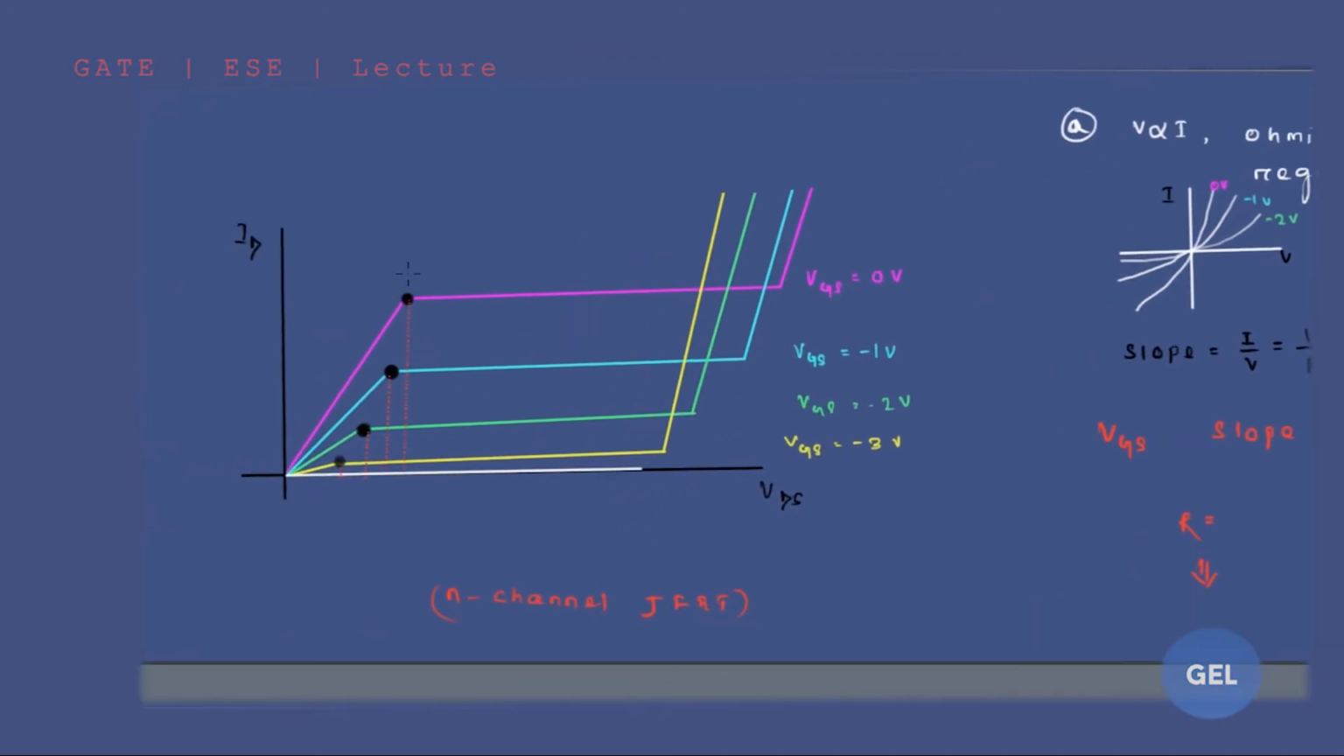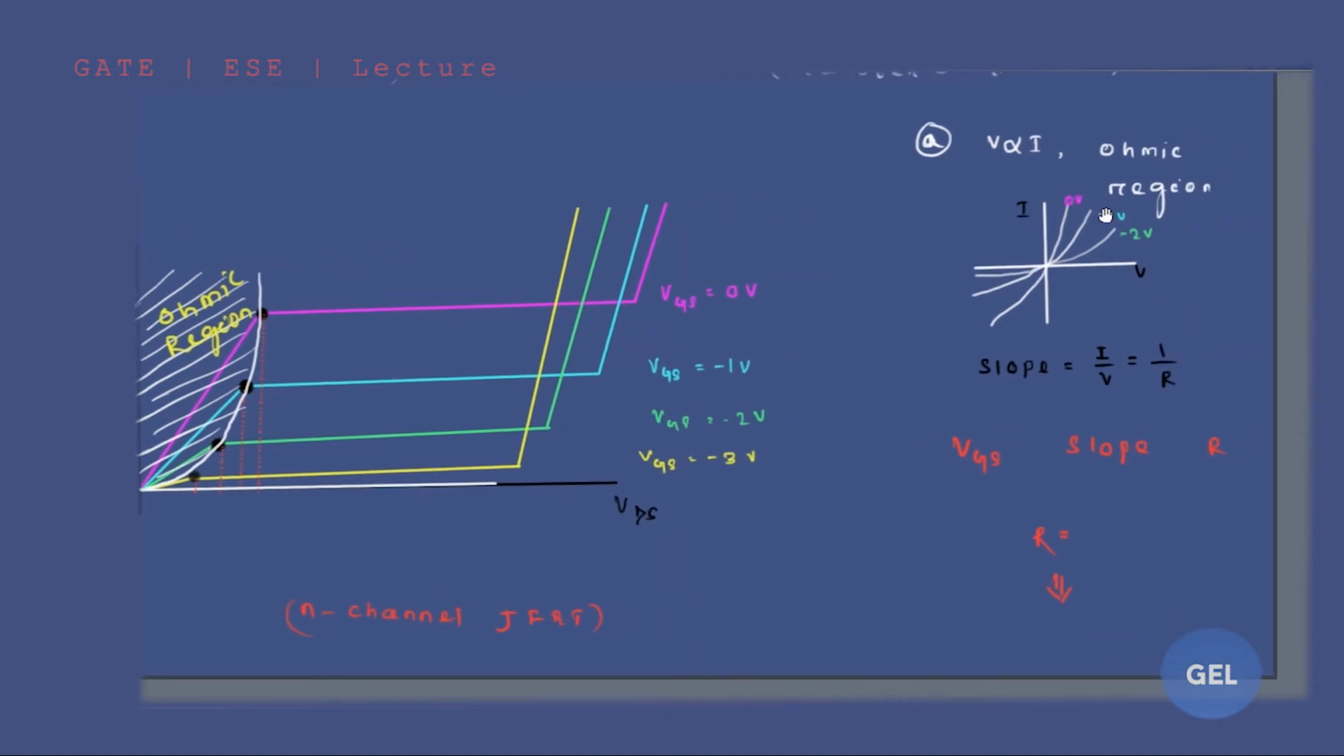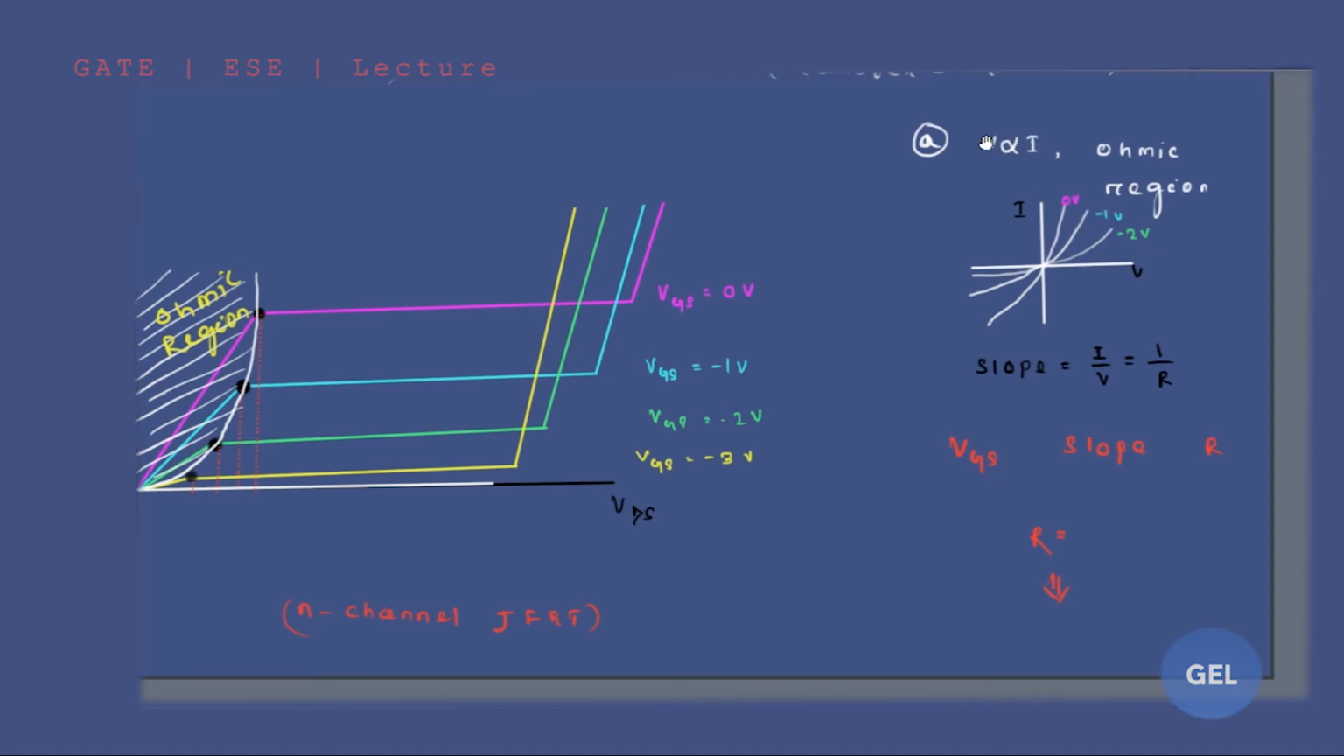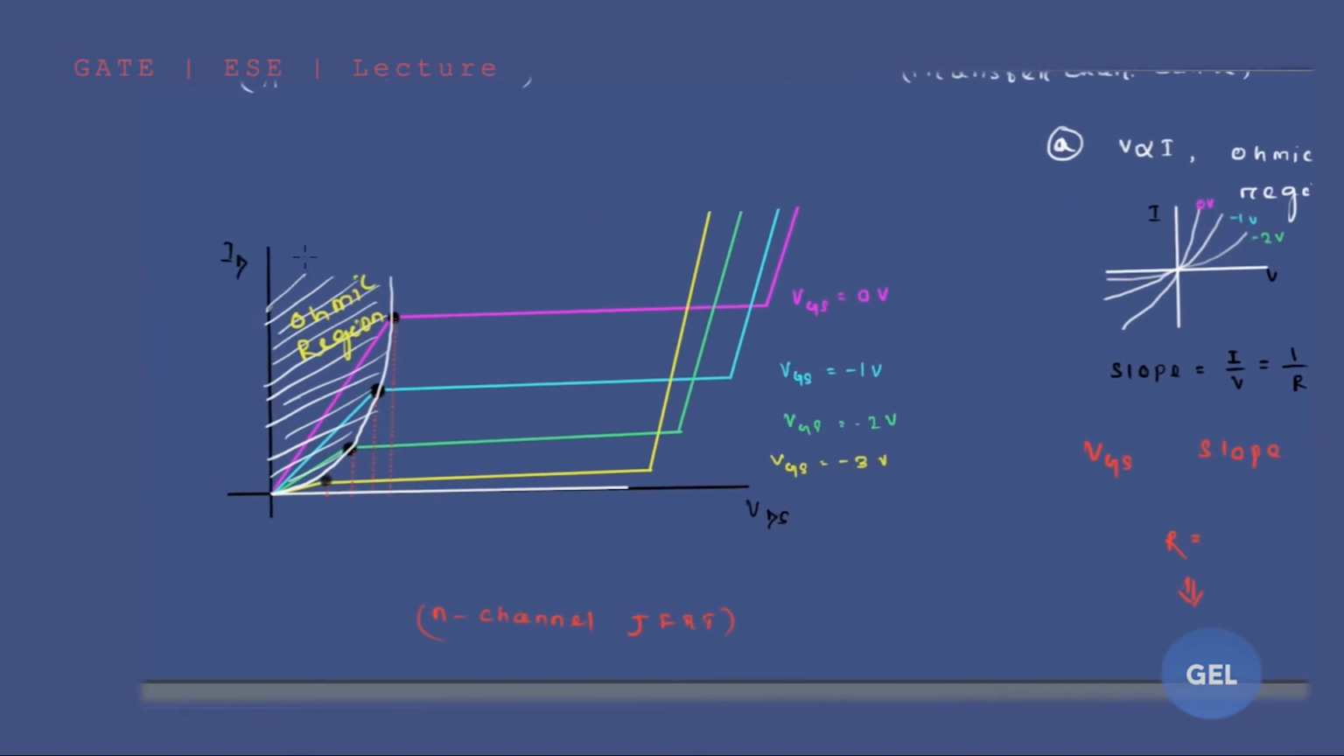So that is why, look here carefully, this region is considered as the ohmic region. Because this region you will get for several values of VGS, 0 volt, -1 volt, -2 volt, you will get ohmic behavior. That is your V proportional to I characteristic. So this is your A region, that is your ohmic region.